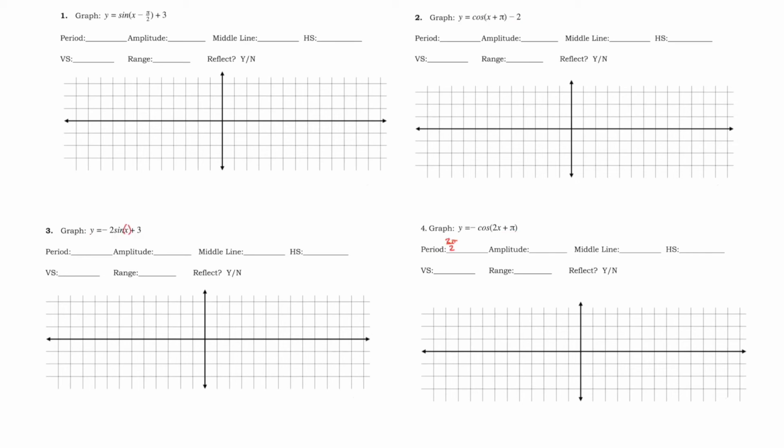In this video, we'll look at graphing 4 different sine and cosine functions. These will have different combinations of transformations, including amplitude and period from the last video, but also horizontal and vertical shifts now.